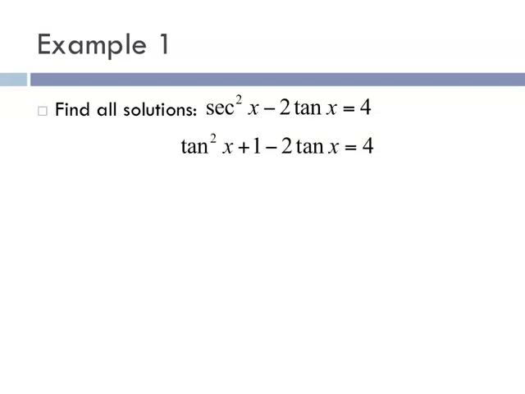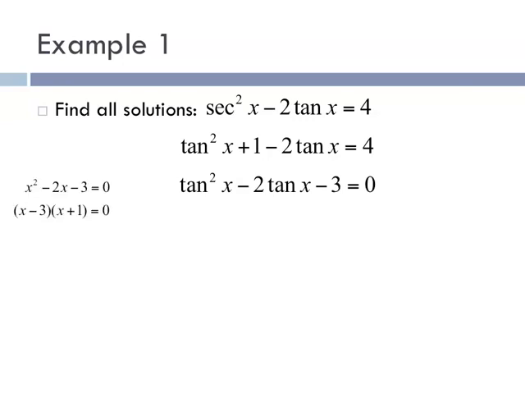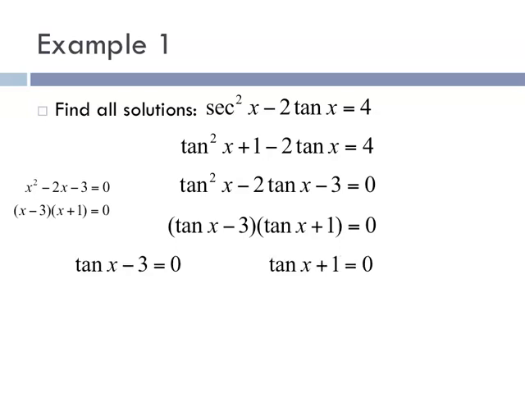And then let's move everything over to one side and combine like terms. So we'll have tangent squared of x minus 2 tangent of x minus 3 equals 0. Now this looks like a quadratic that we might be able to solve. So if you want to think of it as x squared minus 2x minus 3 equals 0, and then factor it, you can. So we'll end up with tangent of x minus 3 and tangent of x plus 1 as our two factors equals 0. Set each factor equal to 0. So we have tangent of x minus 3 equals 0. Tangent of x plus 1 equals 0.